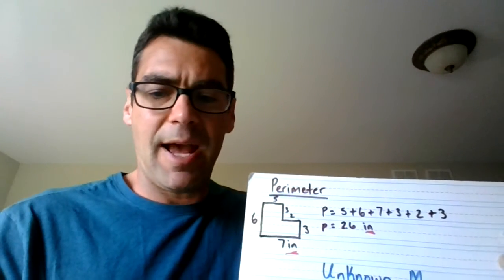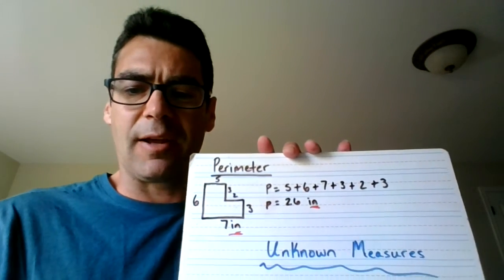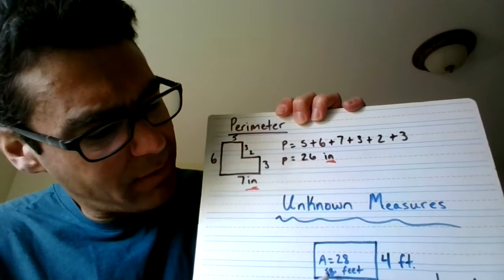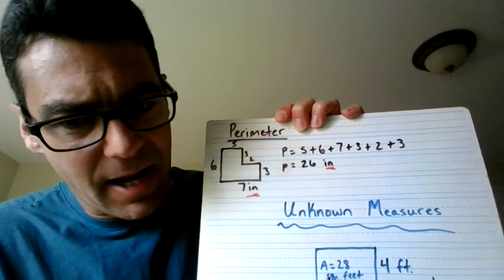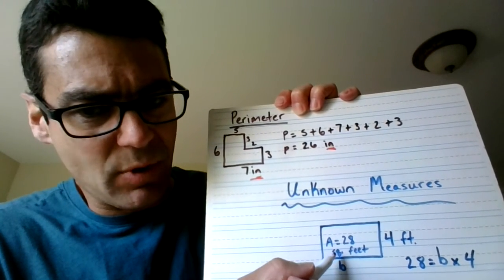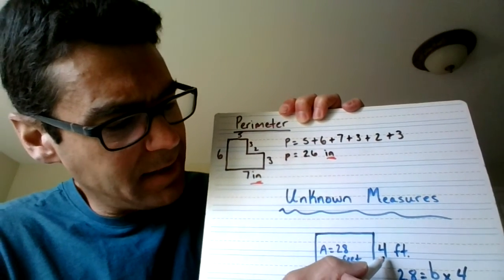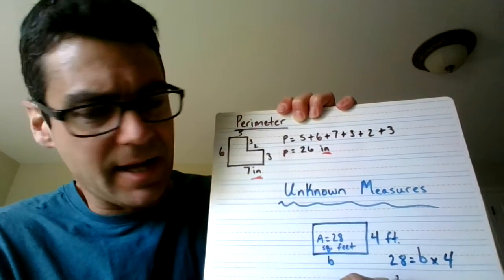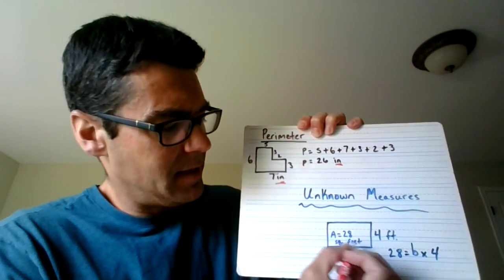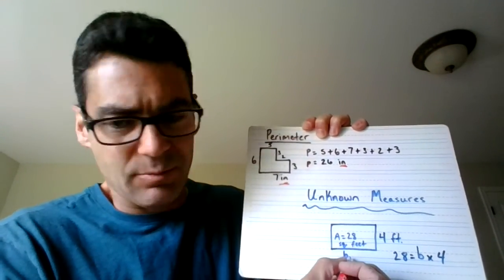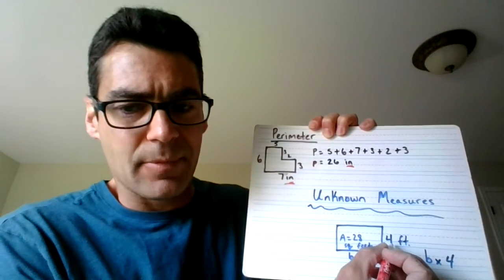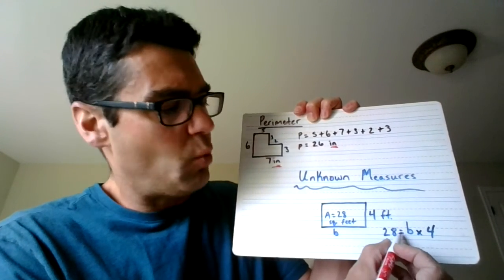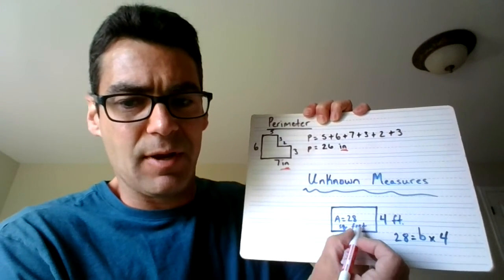Okay, and another thing you're going to be working on is finding unknown measures. So this might be if you have a shape like this, a rectangle, and they give us the area, the inside part, which is 28 square feet, and then they give us the height. So what we have to do is figure out what this base equals. You can see I still wrote out my equation. 28, because that's my area, equals the base, which we don't know, times 4. We can work this out as 28 equals blank times 4. So what times 4 would give me 28?